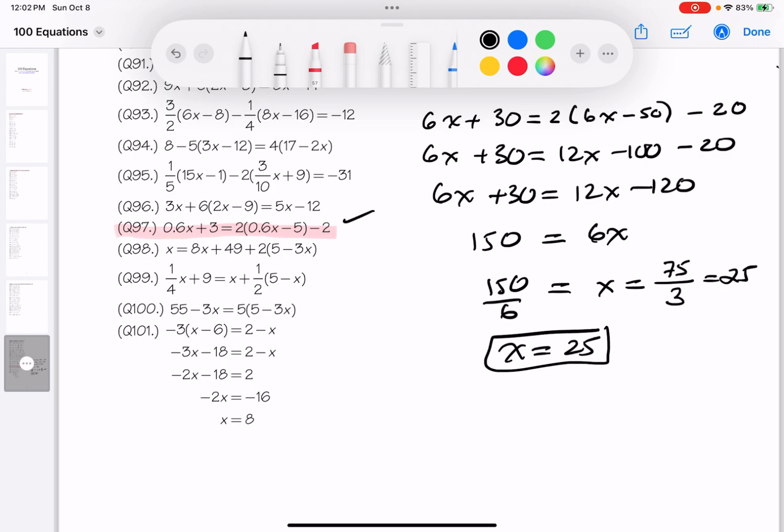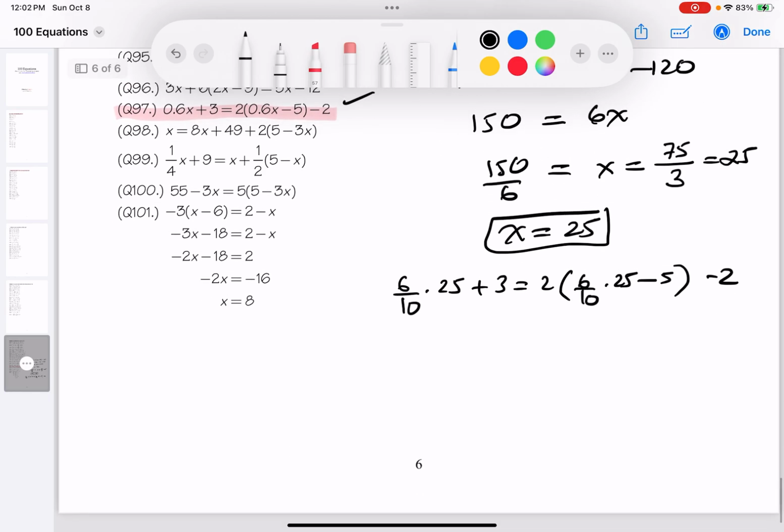Let's just check it. What do you get? You're going to get 6/10 times 25 plus 3 equals 2, 6/10 times 25 minus 5 minus 2. Let's go through it slowly. I'm going to divide by 5 the first term. So you get 6 times 5 over 2. I divided 25 by 5 and the 10 by 5. And then I notice that 2 goes into 2 once, goes into 6 3 times. So I get 15. Plus 3 equals, well, let's do this.